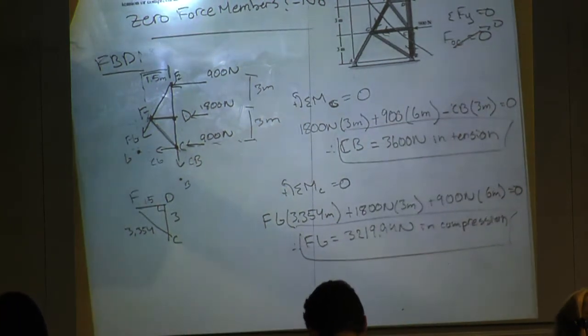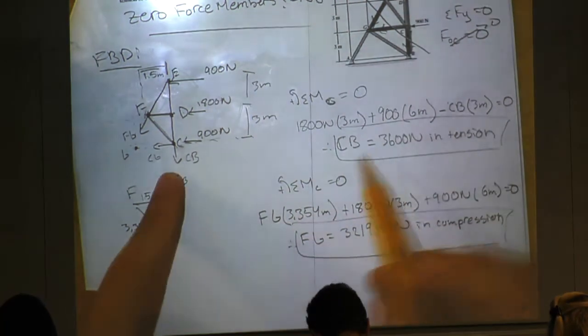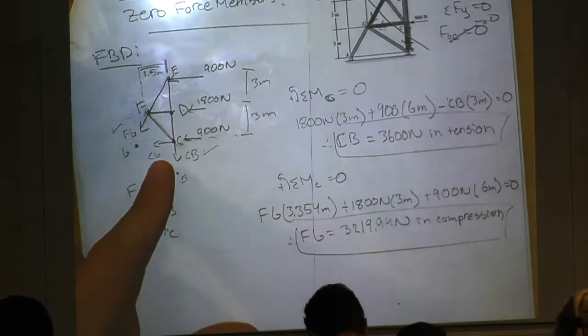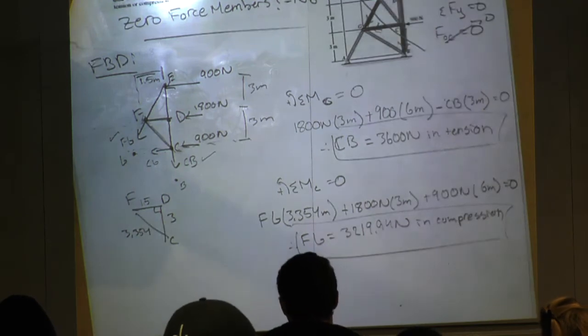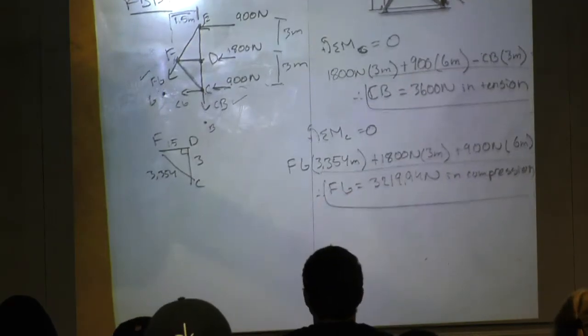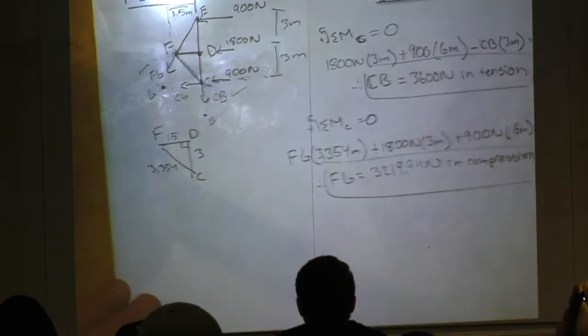Okay? So my last thing I need to find, right? I found CB, that's good. I found FG, that's good. Now I need to find CG. So I could use some force X, Y. I could use a moment. It's honestly whatever I want because I only have one unknown. And so I'm going to use a moment just to keep in tradition with the rest of the problem.